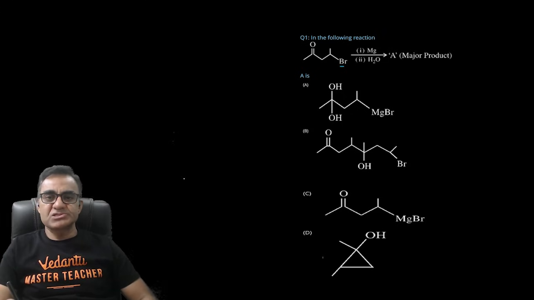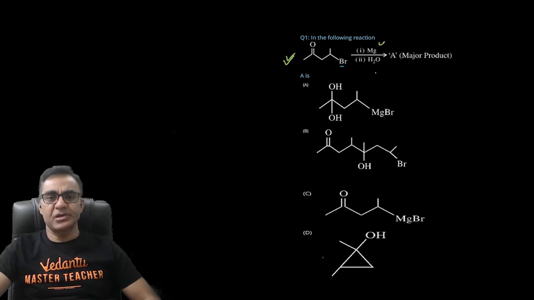This is a question based on organic reactions. Some alkyl halide is given, reaction with magnesium followed by acidification. We need to have a major product, right?